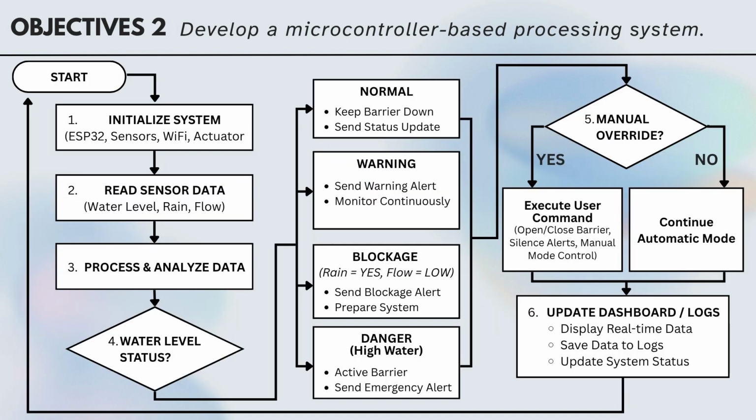The flowchart of AquaShield demonstrates the intelligence of the system. Once powered on, the ESP32 connects to Wi-Fi and continuously reads sensor data. If the condition is normal, the barrier remains lowered, and when the water level reaches a warning threshold, alerts are triggered. And if rainfall is detected but there is little or no water flow, the system recognizes this as a blockage condition and immediately notifies the user to inspect the drainage for debris. In danger conditions, the system automatically raises the barrier to prevent overflow and flooding. A manual override feature is also included, allowing users to directly control the system through the dashboard.